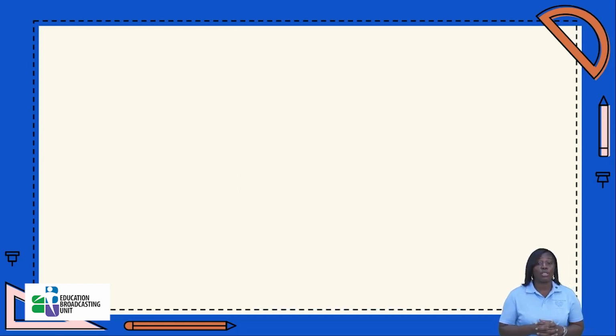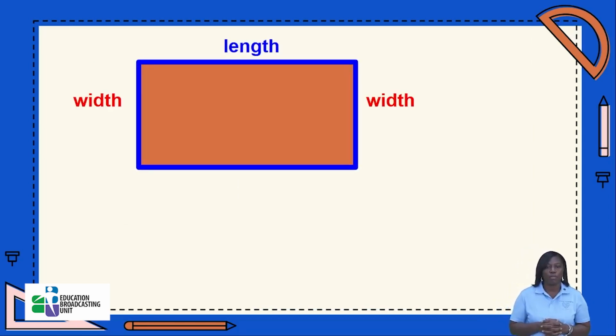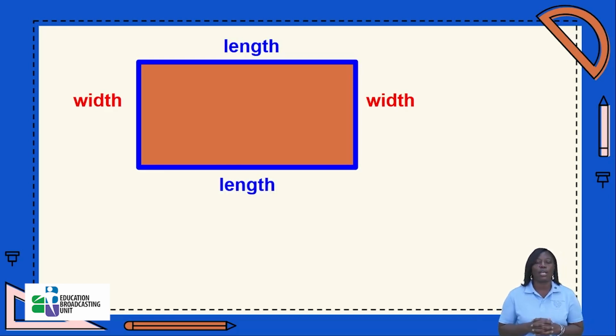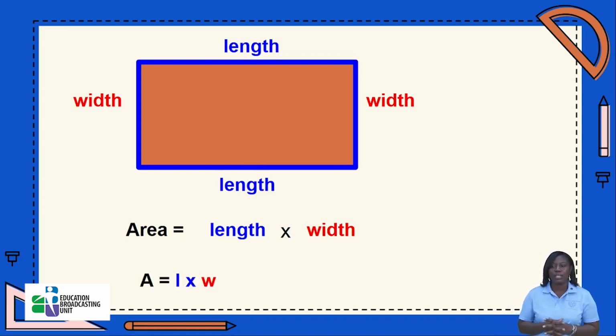The second strategy is to multiply the length by the width of rectangular shapes. Let's take a closer look at the area of rectangular shapes. Unlike the perimeter formula, when finding the area, we multiply length by width. At times, we can use L to represent length and W to represent width. So you will often see the formula A equals L times W.